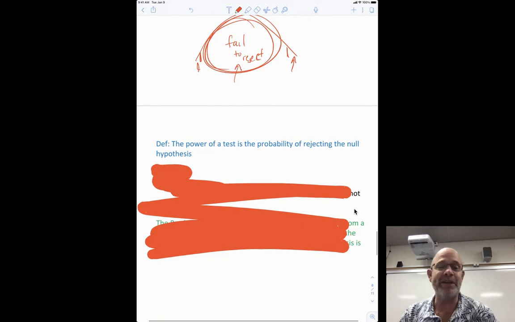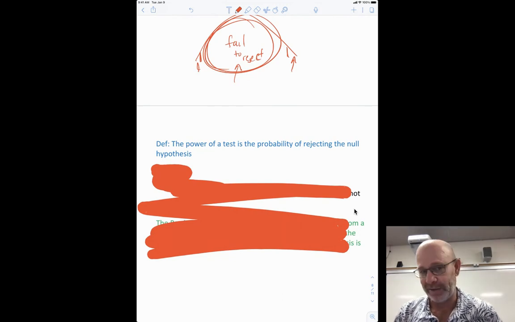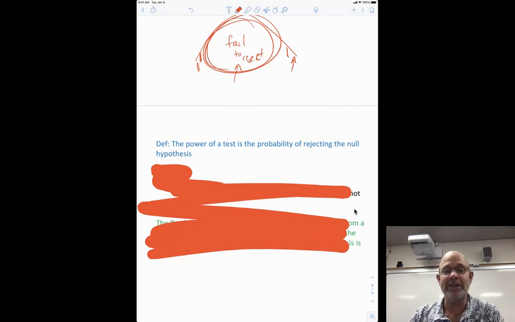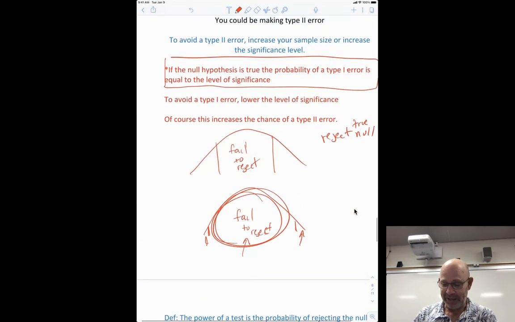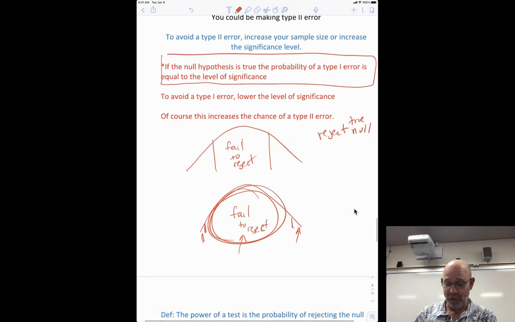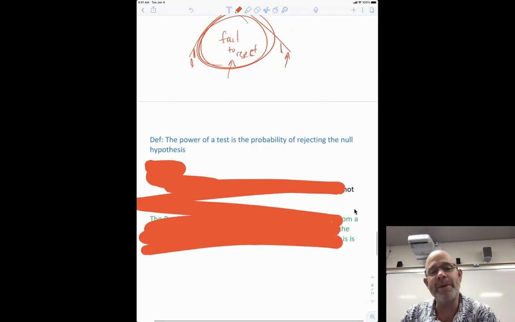And the last little definition is the power of a test. We'll talk a lot more about this one later. I'm just going to give you the definition right now. The power of a test is the probability of rejecting the null hypothesis, not whether it's true or false. Notice up here, it's rejecting a true null hypothesis, right? So the power of a test is the probability of rejecting the null hypothesis. So you just need to know what that means right now as a definition, and then we'll talk more about that later.